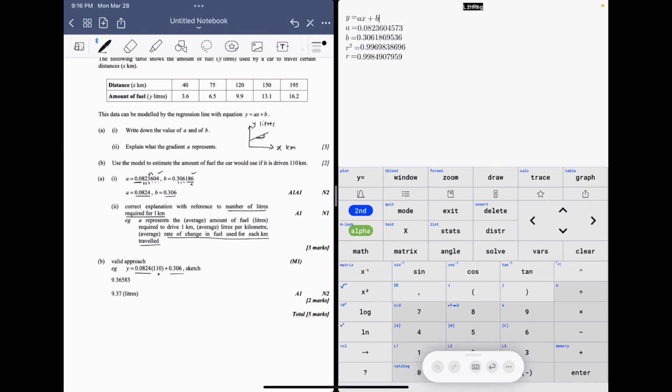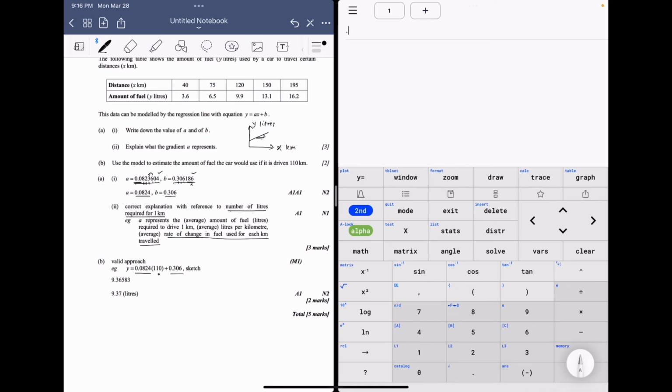So for example, here in this case 0.0824 I will write over there, but while using I will use 0.082360. 0.306 I will write, but use 0.306186, and we will use the value of x which is given as 110. Use your calculator, type 0.082360, multiply by 110 because that is my x value. Press enter. I got the answer.